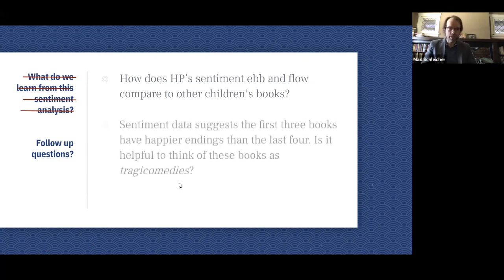Another follow-up question we might have is that, as I was just alluding to, the first 3 books have happier endings than the last 4. Maybe it's interesting to think about the last 4 books as tragic comedies, that there's maybe a shift in the tone of the sequence of 7 books, whereas the first 3 are more traditional comedies where everything works out, whereas the last 4 are something like tragic comedies, something worth exploring in that way.